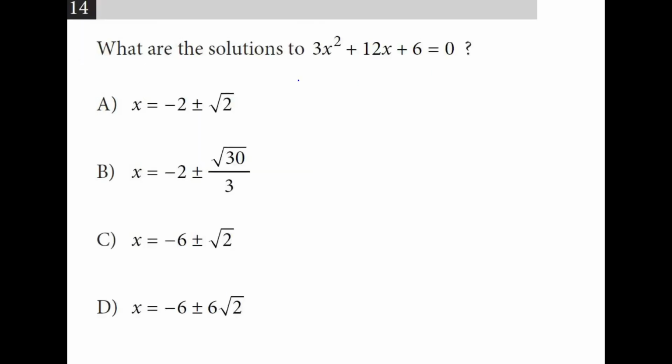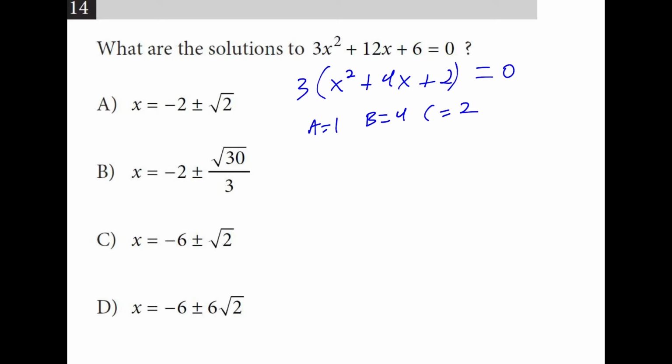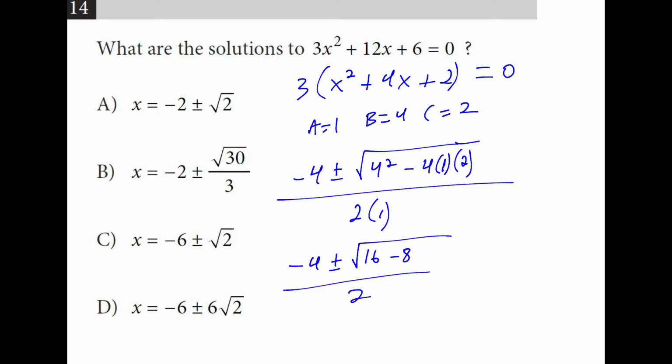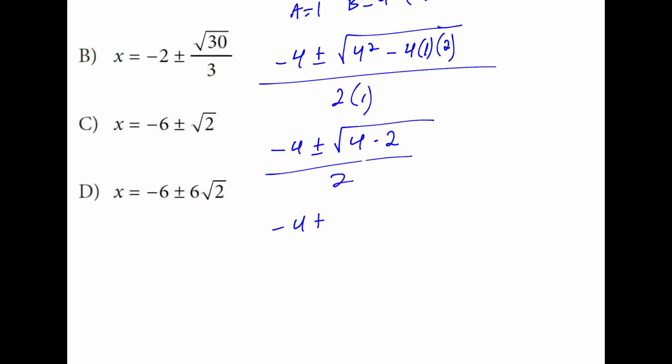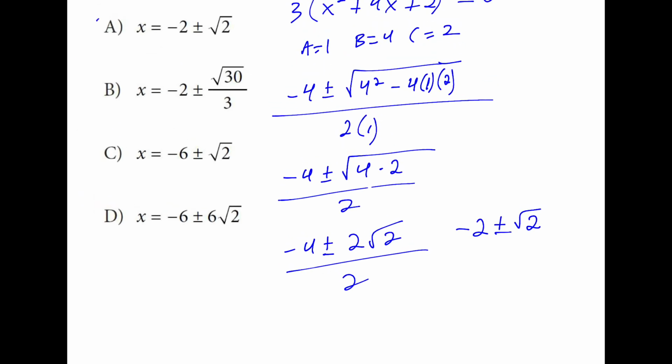First thing I would do is factor out a 3. It's going to make all the math a little bit easier. Once you do that, can't really factor, so a is 1, b is 4, c is 2. Let's use the quadratic formula. Plug in like this, simplify 16 minus 8, that gives us 8. If I want to think in terms of perfect square factors, that's 4 times 2. So this comes down as negative 4 plus or minus 2 root 2 all over 2. And if I divide both of these, then I have negative 2 plus or minus root 2, which is A.